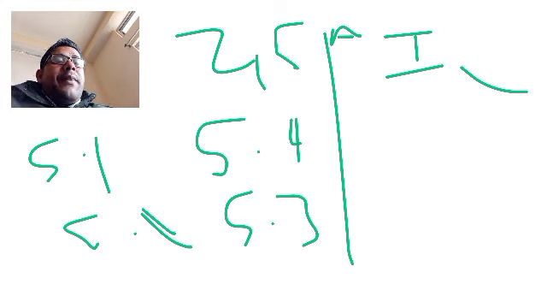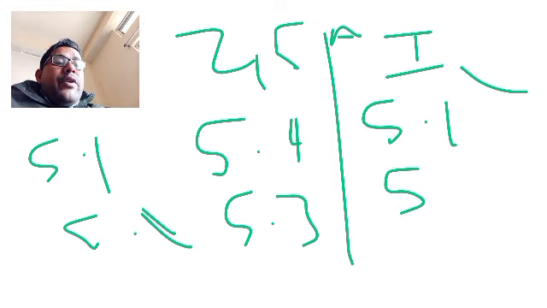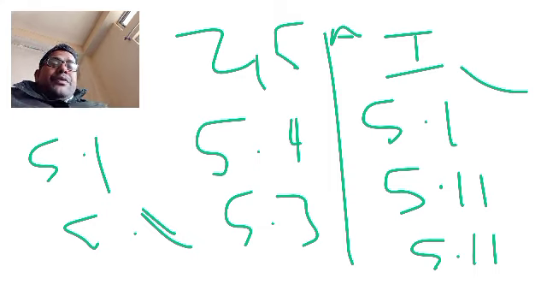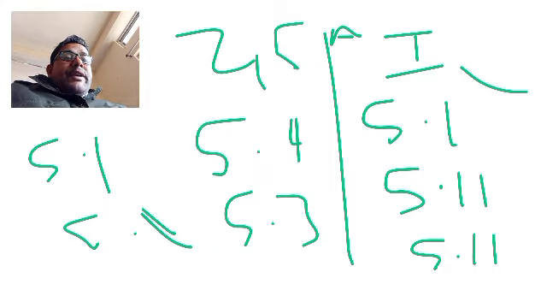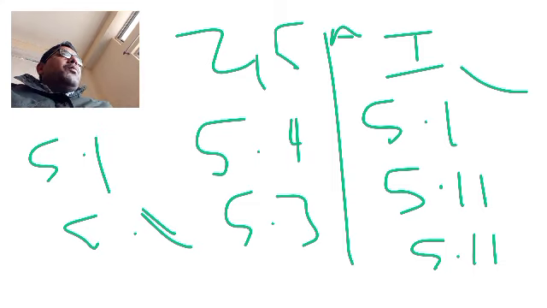The second instrument reads like 5.1, 5.11, 5.111, like this. So this instrument is more precise because its measured values are more close to each other. In case of accuracy, the reading must be close to the true value. But in case of precision, the measured values are close to each other. So this is the main difference between them.